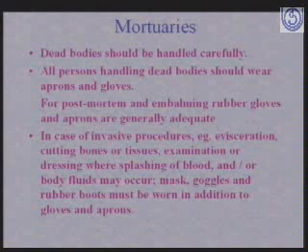And one should not use single-use items. There should not be reuse of single-use items. So these are some of the important points for all waste handlers. With that, we come to the end of the precautions that have to be taken in various areas of healthcare facility.